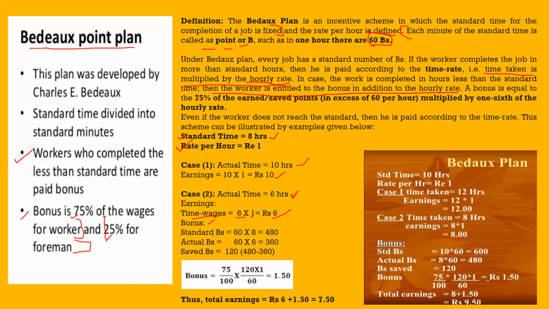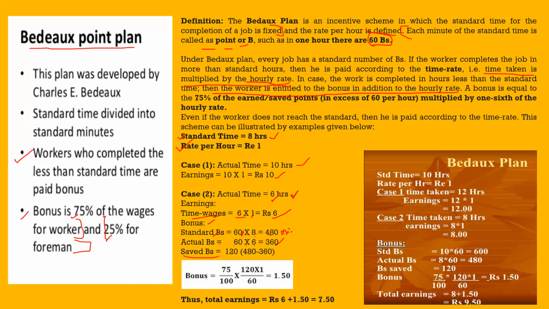What could be the bonus? Standard bonus is 60 minutes into 8 hours is equal to 480 minutes, that we call here in this word explain points, we take it as BS. So 480 BS or 480 minutes, however you think, you can keep that in your mind. Actual BS is equal to 60 minutes into 6 hours. What was the standard? 60 minutes into 8 hours is equal to 480, whereas actual BS is 60 minutes into 6 hours. 6 hours is what actually he has taken, time taken, that is 360.